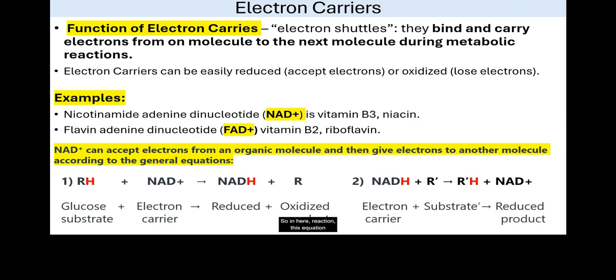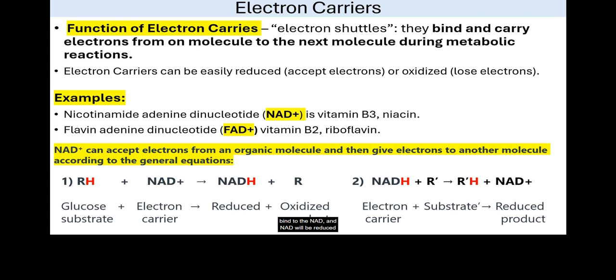In this reaction, the equation shows how NAD works. We have a substrate, for example glucose, represented by R. H indicates that glucose contains energy in the form of hydrogen. If the electron carrier NAD is used in the reaction, what happens? From glucose, hydrogen is transferred and binds to the NAD.